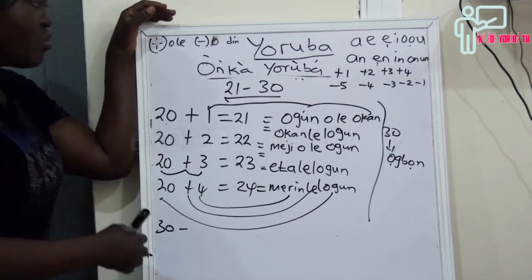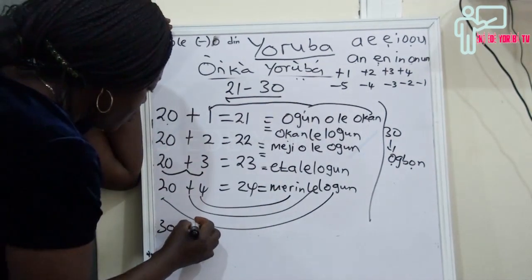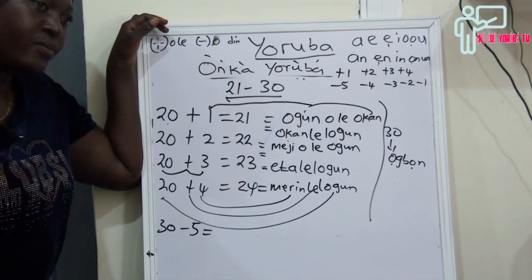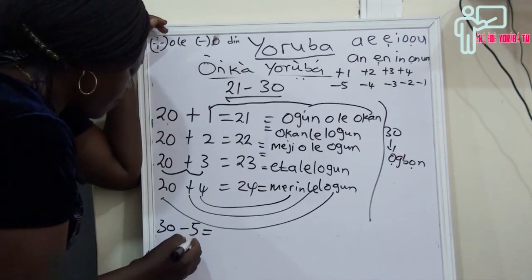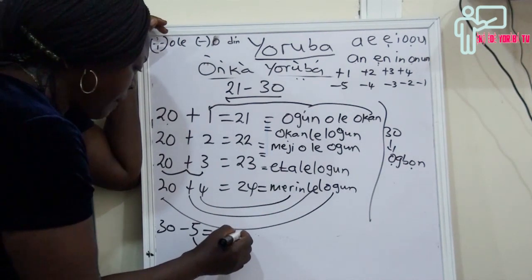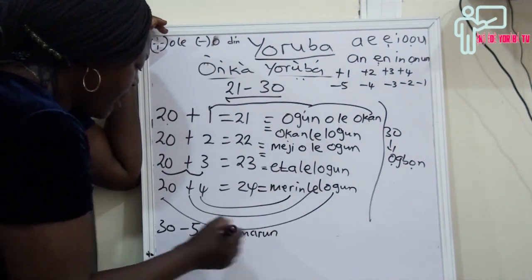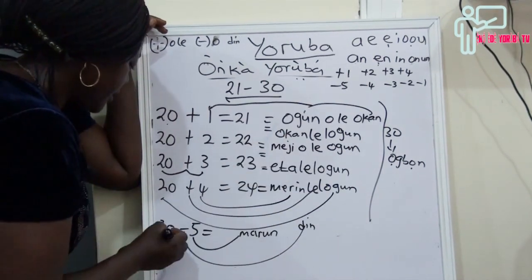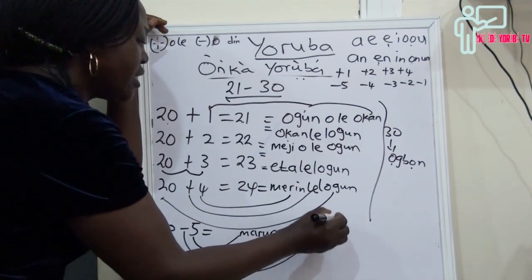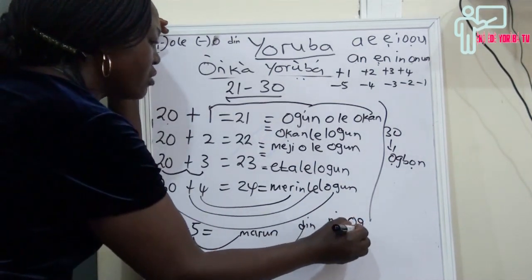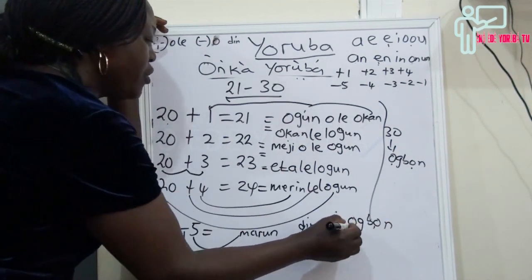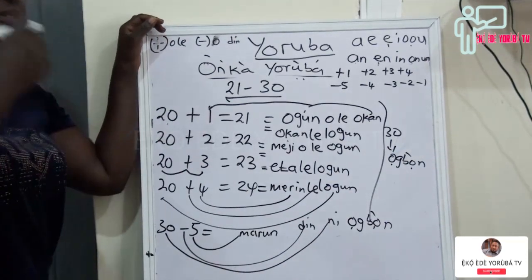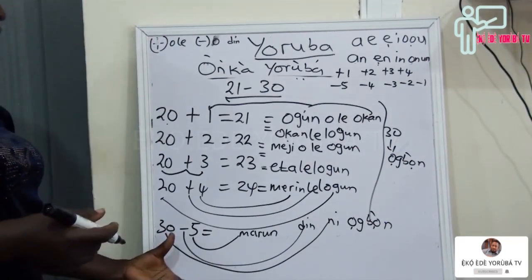So we now remove 5. This 5, we want to remove it now. Minus it from 30. How do we minus it now? That is márùn-ún dín ní 30, which is ọgbọ̀n. I said ọgbọ̀n. So you can see it now.